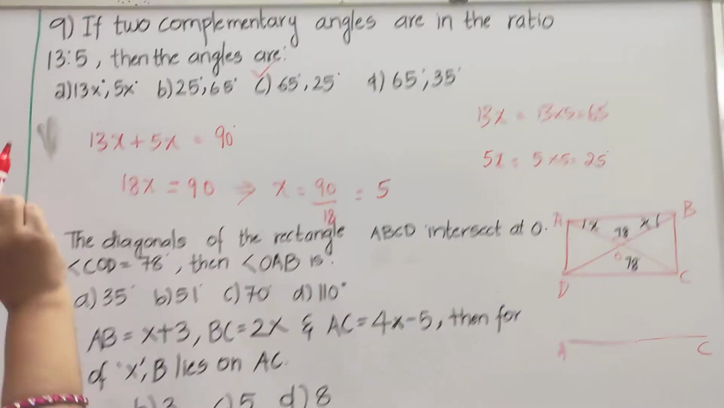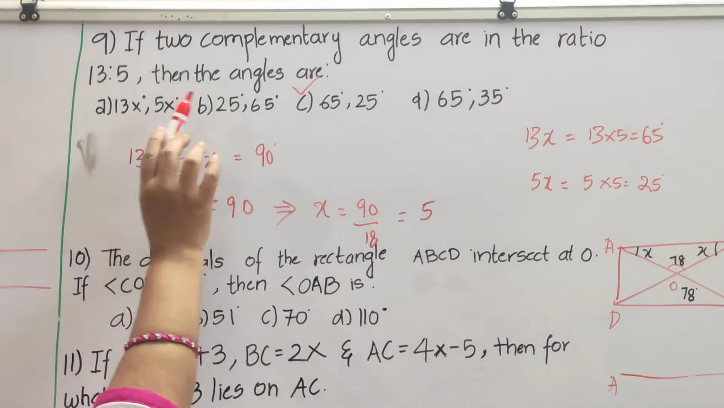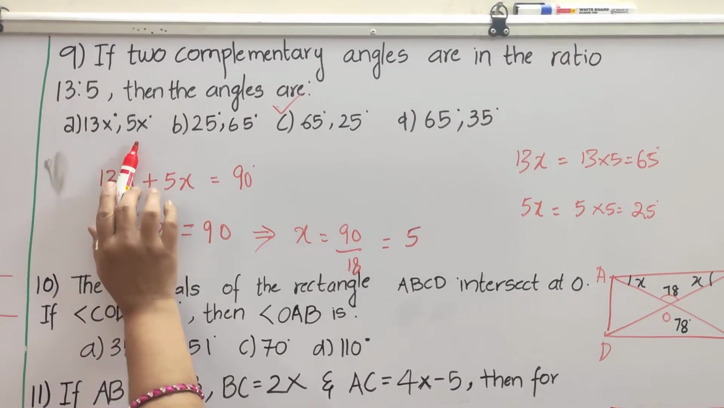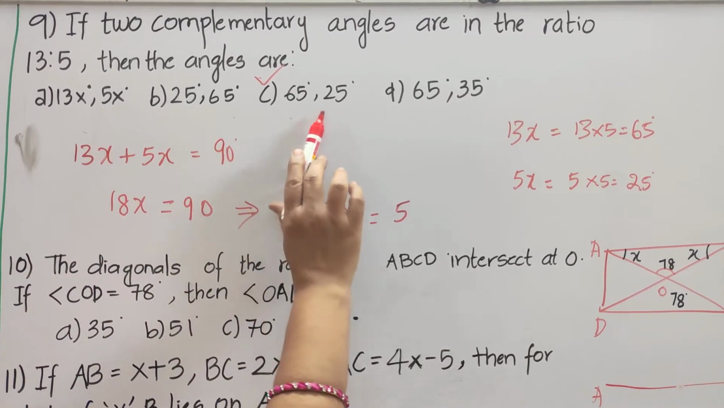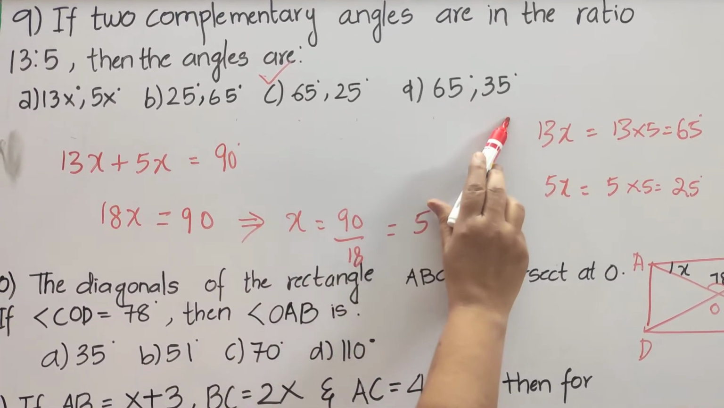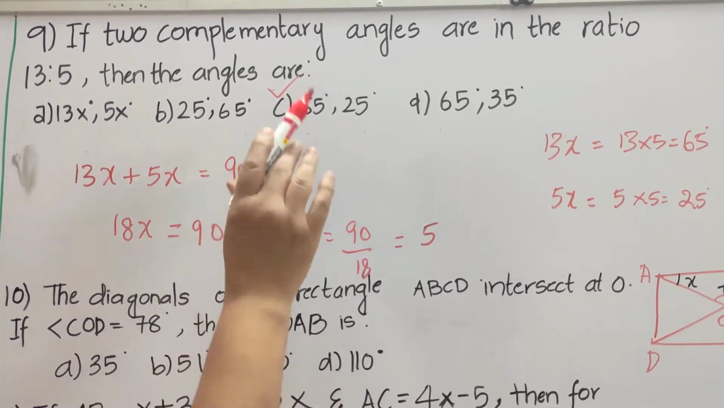Okay. Now if two complementary angles are in the ratio 13:5, then the angles are: 13x, 5x; 25 degrees, 65 degrees; 65 degrees, 25 degrees; 65 degrees, 35 degrees. I have given you the answers 65 and 25. Let us see how it is.